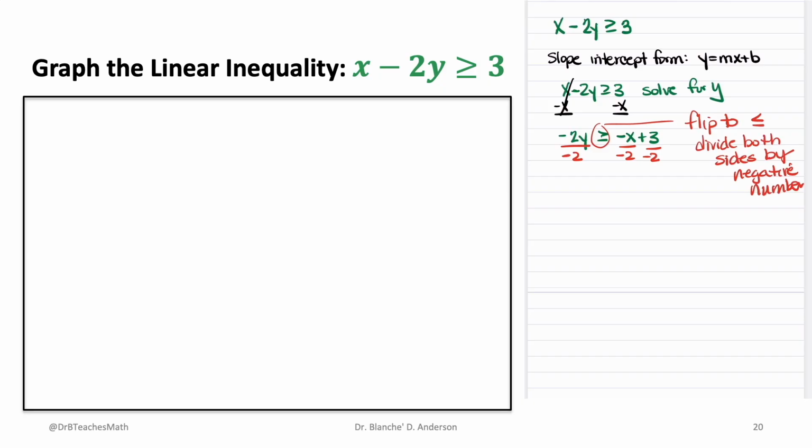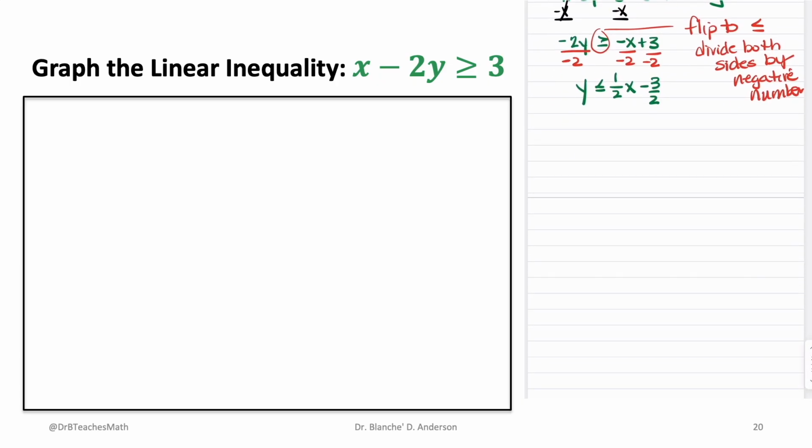Now going to be, cancels out, right? So now this is going to be y is less than or equal to 1/2 x minus 3/2. So this is in slope-intercept form, which is what we wanted. Now we can find our x-intercepts and our y-intercepts. So this is in slope-intercept form.